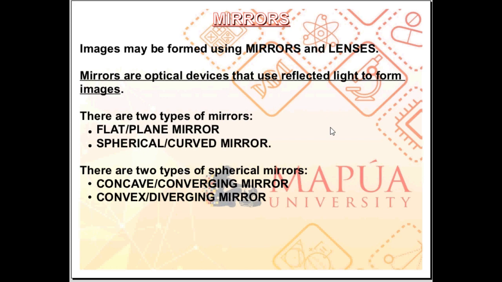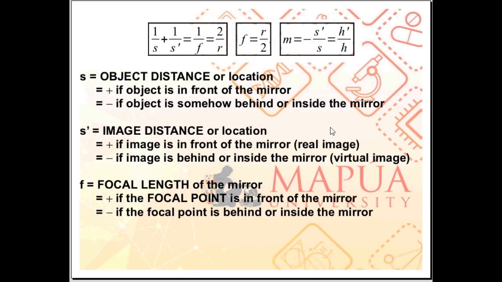Whatever the type of the mirror, there's only one equation to consider. 1/S + 1/S' = 1/F = 2/r. So F = r/2. And then we also have M = -S'/S = H'/H.